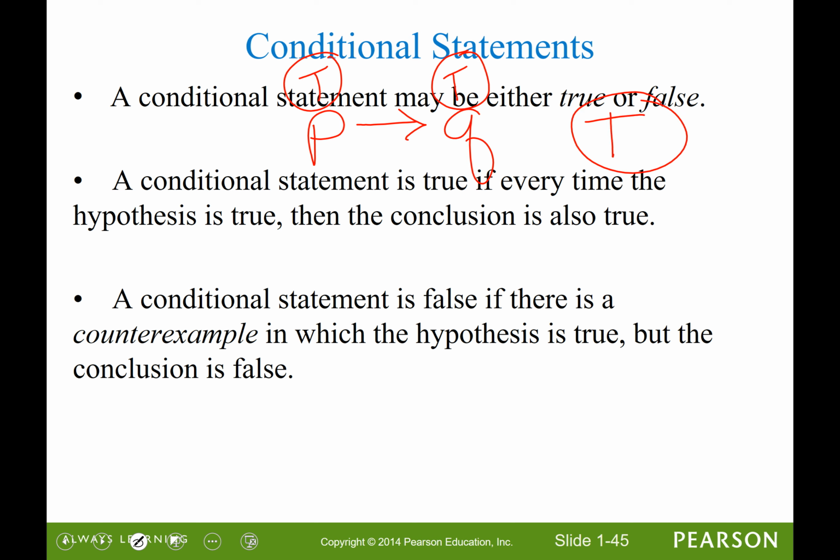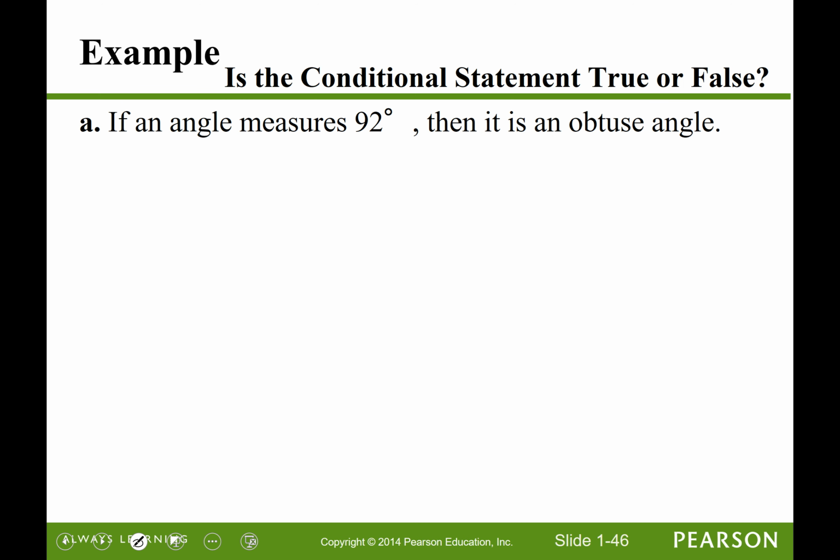A conditional statement is false if there is a counterexample in which the hypothesis is true, but the conclusion is false. I'll write that in symbols. So if our hypothesis has a truth value true, but our conclusion has a truth value false, then this is not a true conditional statement. So overall, it would be considered false. Is the conditional statement true or false?